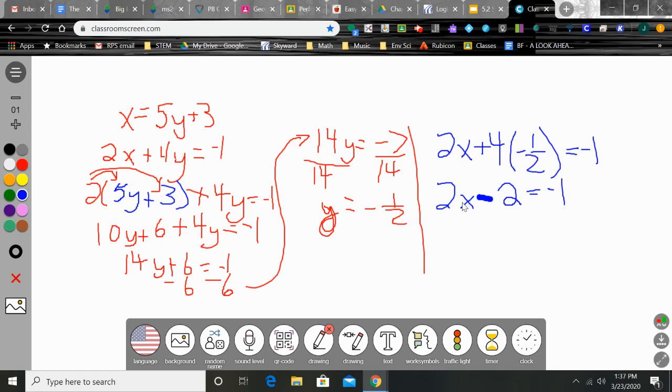Well, now I'm going to solve for x. What am I doing to x? I'm multiplying it by 2 and then subtracting 2 from that. So remember, we take it apart backwards. So I need to add my 2 to both sides. So 2x equals 1. So now let me divide by 2. X equals 1/2.